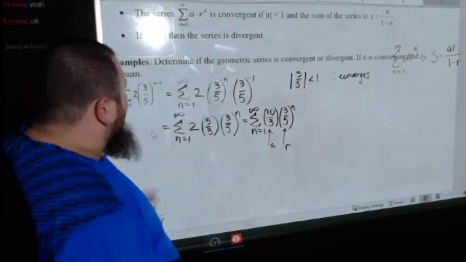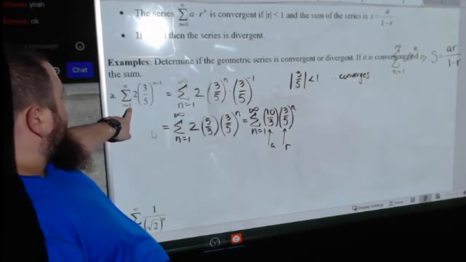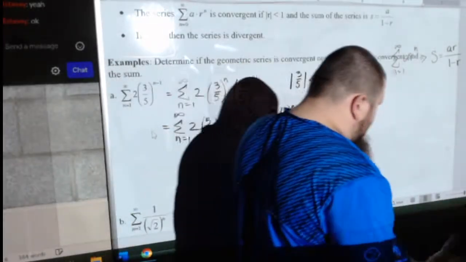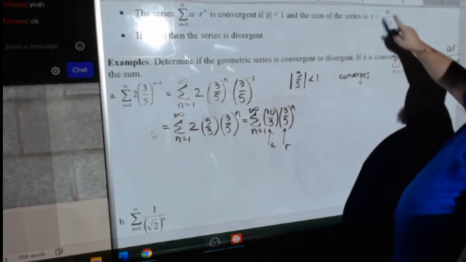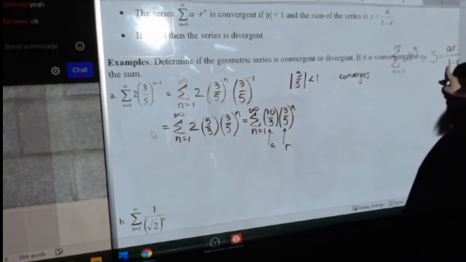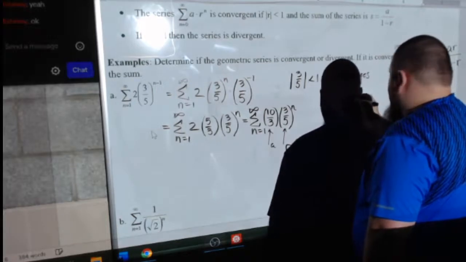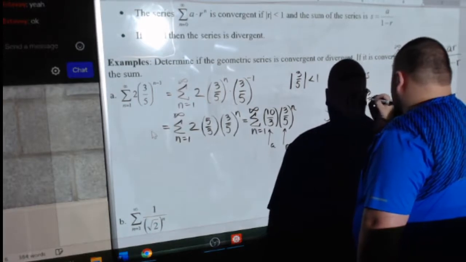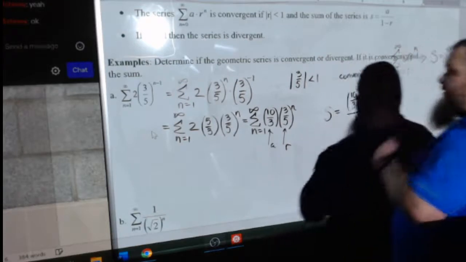And if it converges, I can go ahead and find the sum. So I need to go back and say, okay, my summation started at 1. And so the total overall sum, for 0 is this, for 1 is this. So I started at 1, I need this formula. So my sum is 10/3, that's a. r is 3/5, over 1 minus r, which is 3/5.